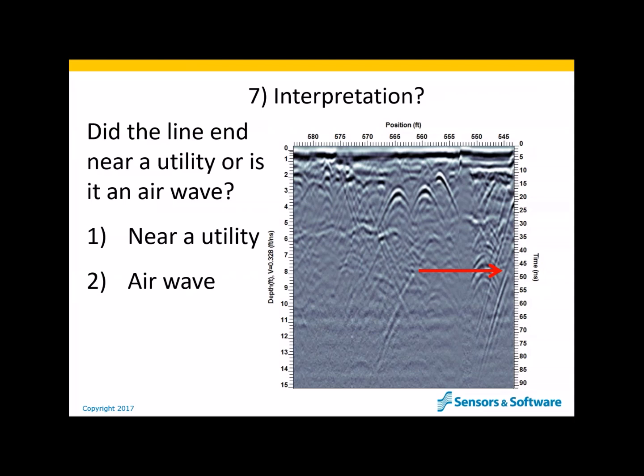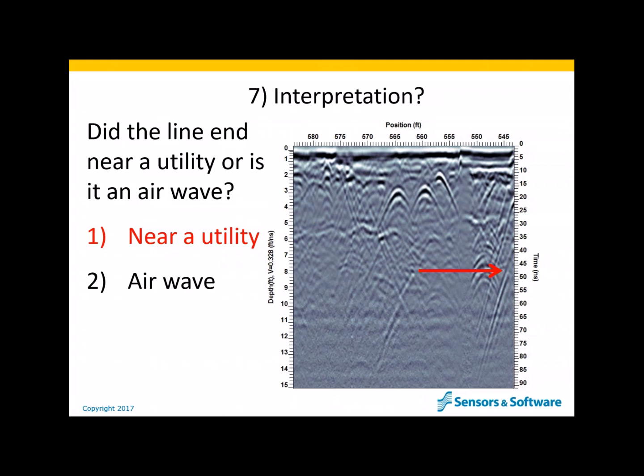Very even split. 53% said airwave, 47% said near a utility. The correct answer is near a utility. Now, let me go through how we come up with this. This is determined without having to do a hyperbola fitting to determine the velocity of the soil.